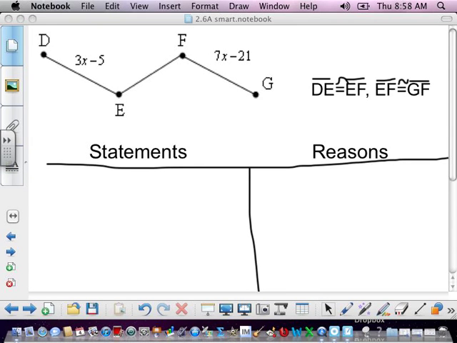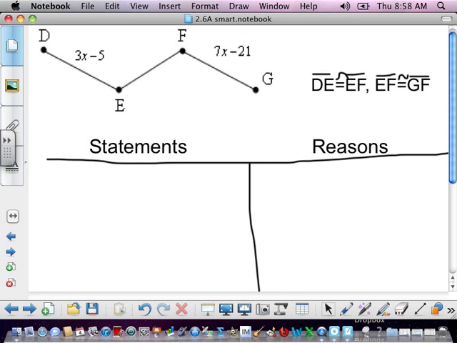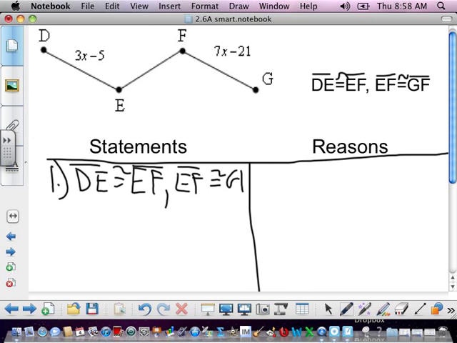We're looking at this proof from yesterday's notes. Okay, so we've got a lot of stuff up here. The first statement I'm going to put down is the given that it gave me. DE is congruent to EF. EF is congruent to GF. And that's given. The rest of the given, I'm going to wait for when it's relevant.